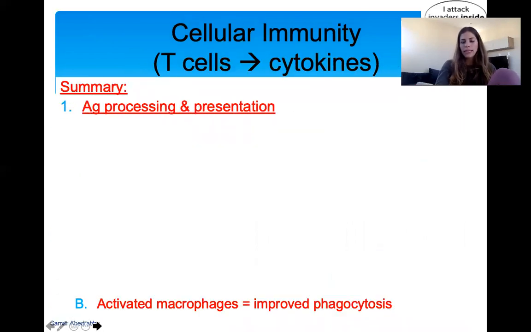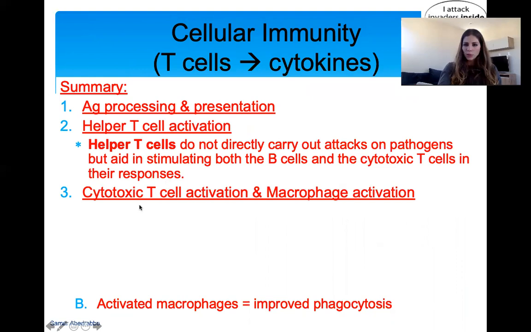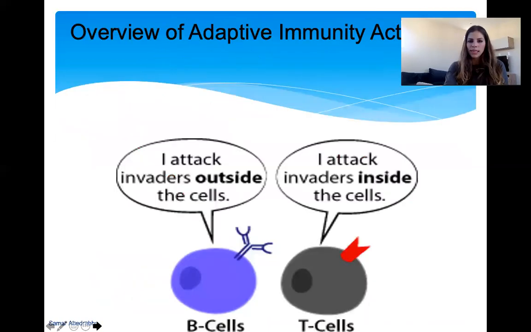And in summary, with cellular immunity, you have antigen processing and presentation as the first step. Then you have helper T cells activated. And then you get cytotoxic T cell activation and macrophage activation. The outcome is that cytotoxic T cells will become killer T cells when activated, and they'll cause infected cells to die, which is what we call apoptosis. This process will also lead to activated macrophages. Activated macrophages means you get improved phagocytosis. So this is cell-mediated immunity.